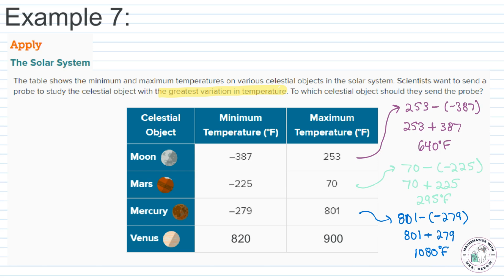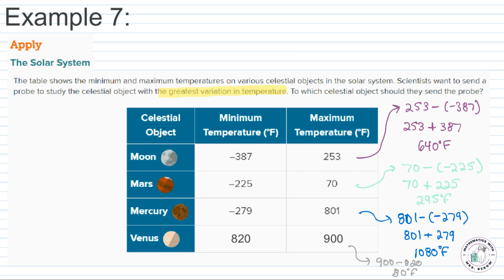And then we have to do this again for the last one. So we're going to do 900 minus 820, and this is going to end up being 80 degrees Fahrenheit. I did not keep, change, change on that because that's just your normal subtraction. You have a bigger number minus a smaller number. So 900 minus 820 is just 80 degrees Fahrenheit.